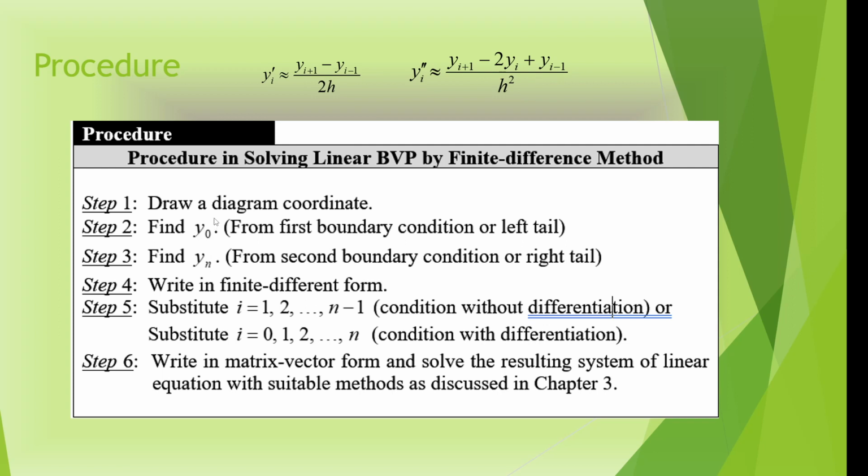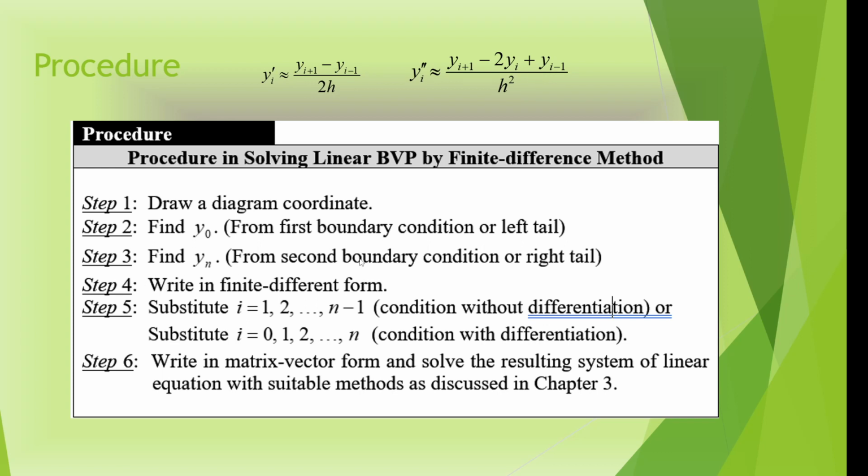But for the derivative boundary condition, y0 and yn are given in derivative form. Hence, you need to find y0 and yn using the 3-point central formula here. That means the first derivative, y_i prime, is y_(i+1) minus y_(i-1), divided by 2h. And then step four.